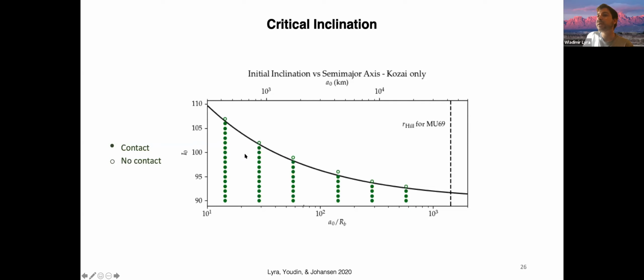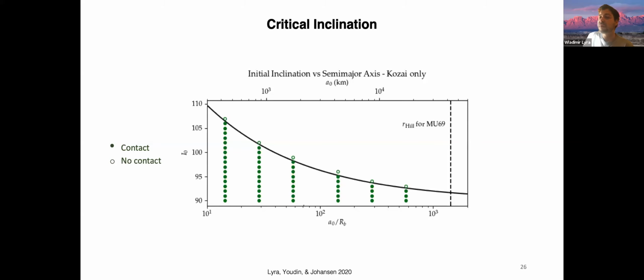And these are all of the simulations that we ran with the Kozai-Lidov code. The filled solid dots are the simulations where we got contact. On the y-axis, you have the initial inclination. And the empty, hollow dots are the ones where we did not reach contact. This black line is the analytical expectation of the critical inclination for contact. So you can see here we follow that quite well.